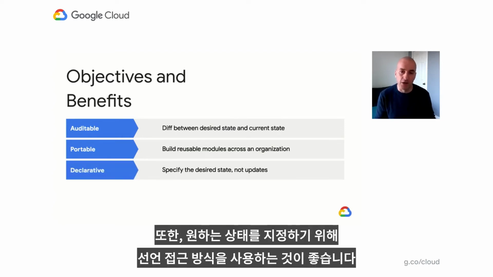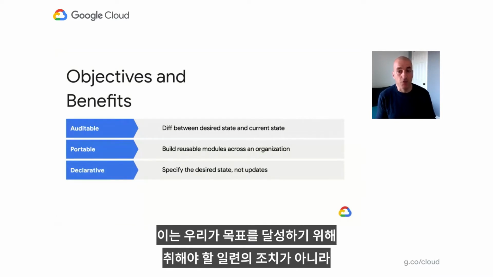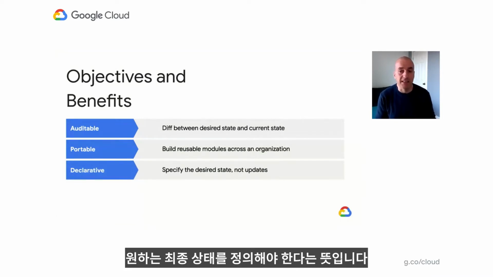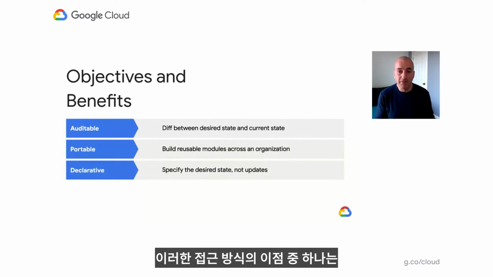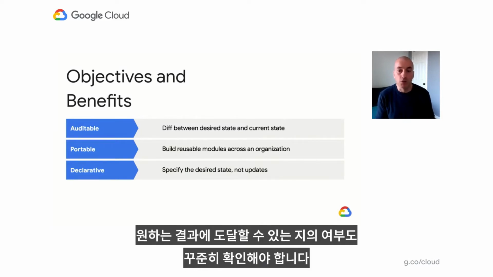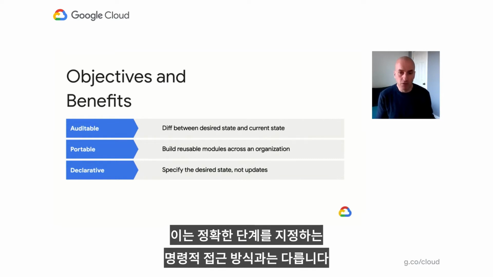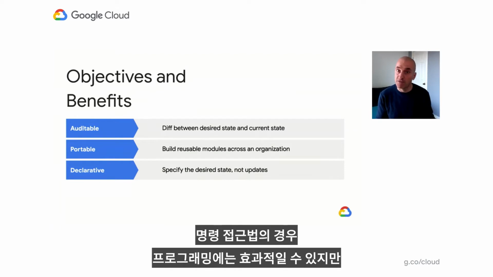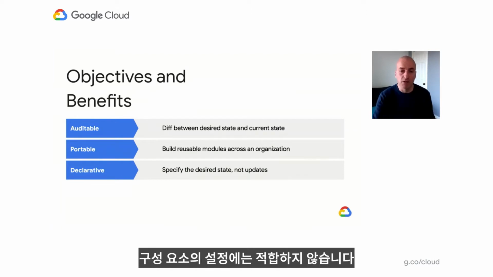We want to use a declarative approach to specifying our desired state. This means we want to define the state we want, not the set of actions to take to get there. Now, one of the benefits of this approach is that it's idempotent, which means that we can run our automation no matter what the current state is and still be sure we'll arrive at the correct end state. This is different than an imperative approach where we specify the exact steps that should be taken. That might work best for programming, but not for configuration.